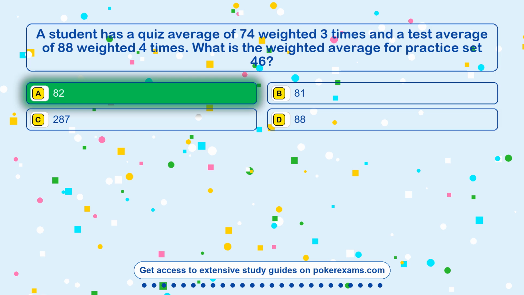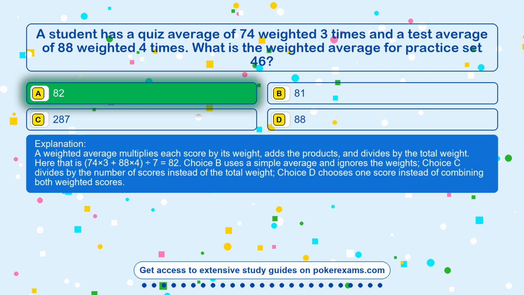The correct answer is option A. 82. A weighted average multiplies each score by its weight, adds the products, and divides by the total weight. Here that is 74 times 3 plus 88 times 4, divided by 7 equals 82. Choice B uses a simple average and ignores the weights, choice C divides by the number of scores instead of the total weight, choice D chooses one score instead of combining both weighted scores.